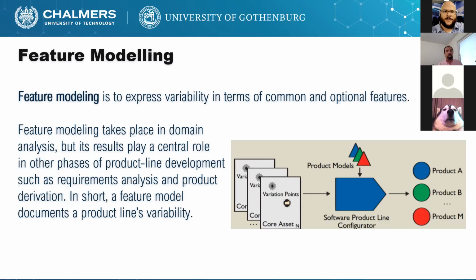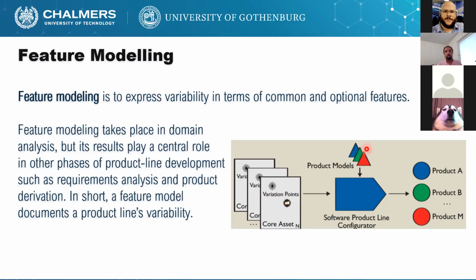Here we say that the feature model is to express variability in terms of common and optional features. There are common features and there are optional features, like in the car business, and you will hear a lot about that on Thursday. The common features, we call it the base model. The optional features are the add-on, and it's very easy to add them or remove them as the client dictates. And this is part of the product line development cycle.